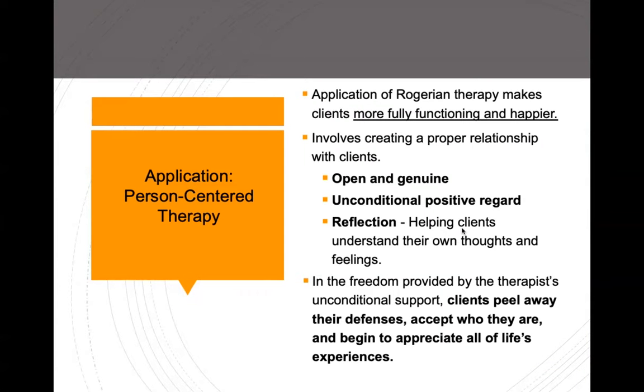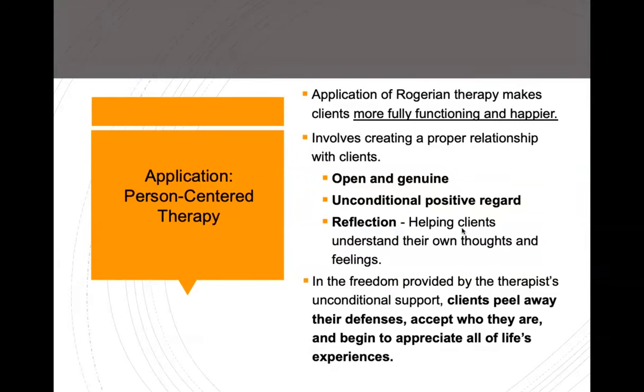So next we're going to jump to the application of the person-centered therapy, okay? So far we've talked about what the humanistic approach is, the key tenets, what Rogers and Maslow proposed, and now we're going to look at the application value. Rogers proposed the person-centered therapy, and it was all about making clients more fully functioning and happier. So the goal of the therapy is to take a person towards becoming fully functioning and happier. It involves creating a proper relationship with clients. They are open and genuine, okay? So how do you create a proper relationship with clients?